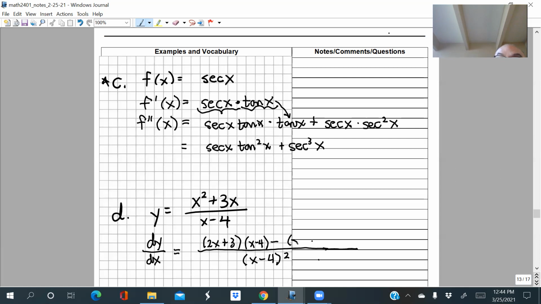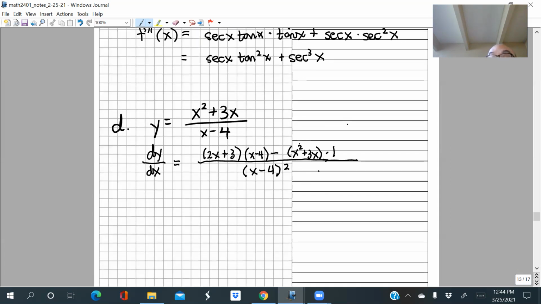Keep the top, the x squared plus 3x, and multiply in the derivative of the bottom. That's really convenient here because the derivative of x minus 4 is 1. The derivative of 1x is 1, and the derivative of minus 4 is 0 because that's a constant. So that makes our life a little bit easier. Maybe this is not as ugly as I was afraid it would be, but it's pretty ugly. That's just the first derivative.